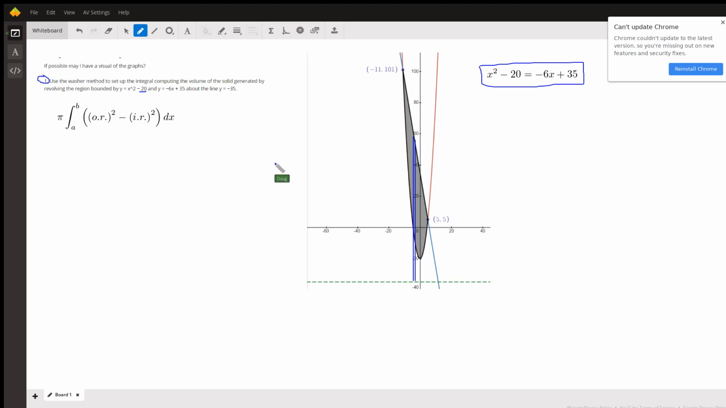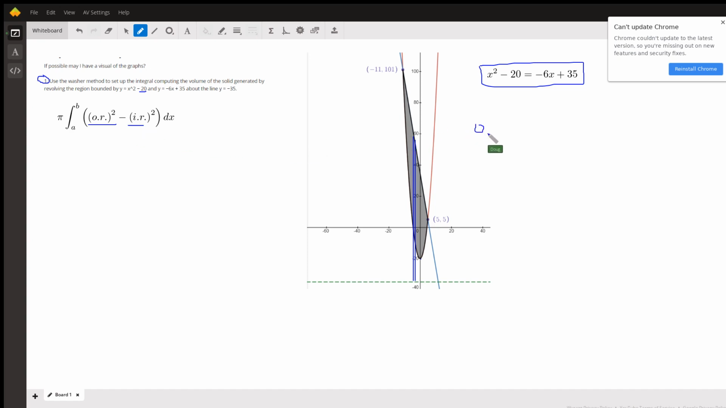And now here's the formula you want to use. At least if we're using the washer method, we want our washers perpendicular to the axis of revolution. Shell method, the shells would be parallel to the axis of revolution. And we want to use outer radius squared minus inner radius squared. The question is, what's an algebraic expression for the outer radius and for the inner radius?